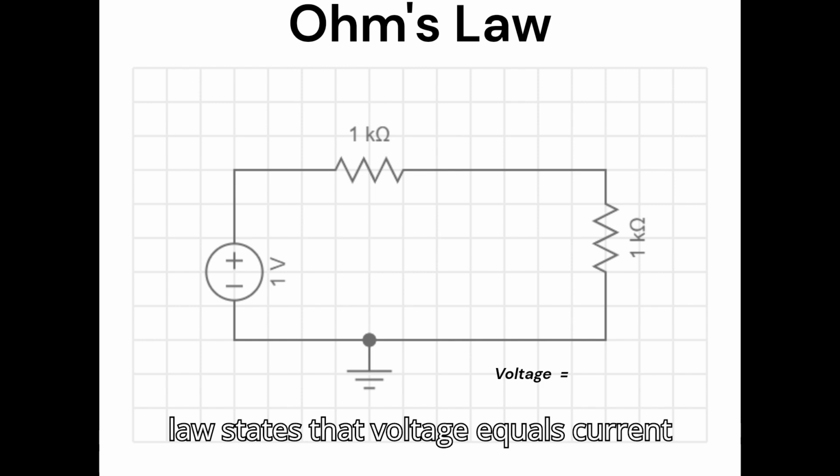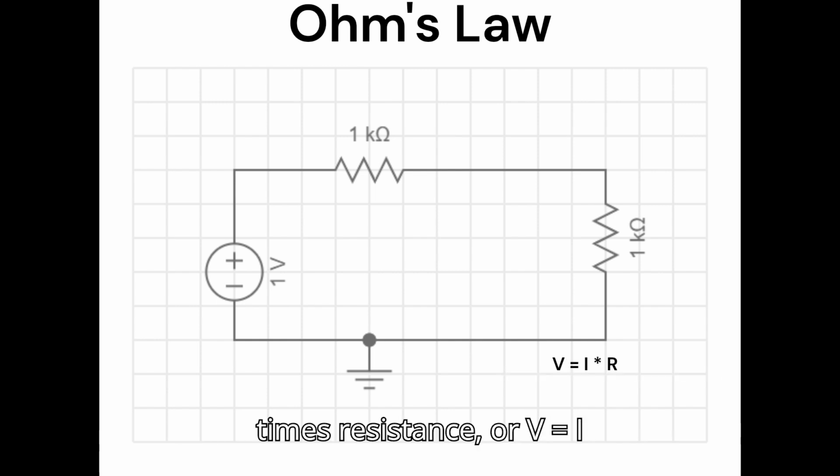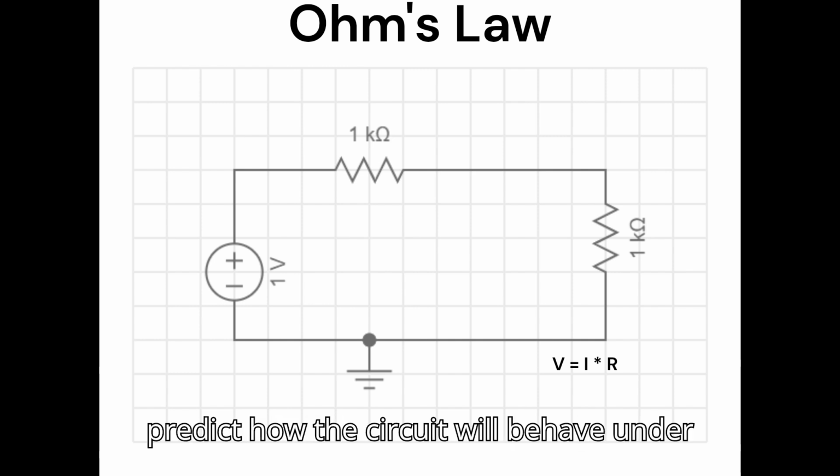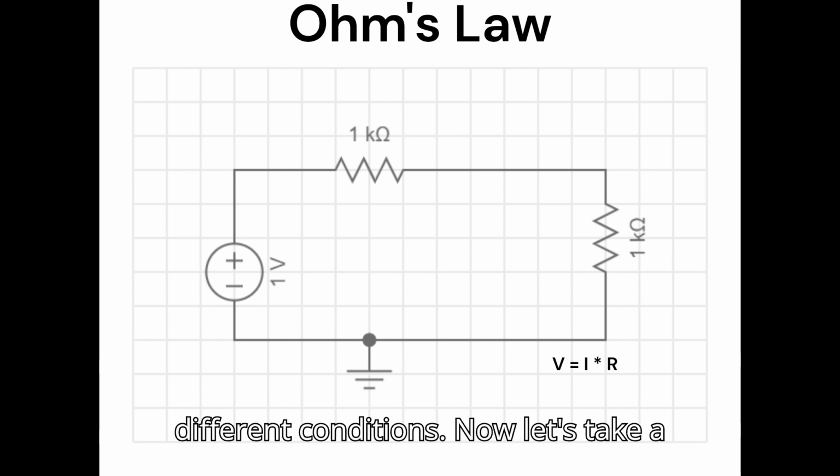Ohm's law states that voltage equals current times resistance, or V equals I times R. This relationship helps us predict how the circuit will behave under different conditions.